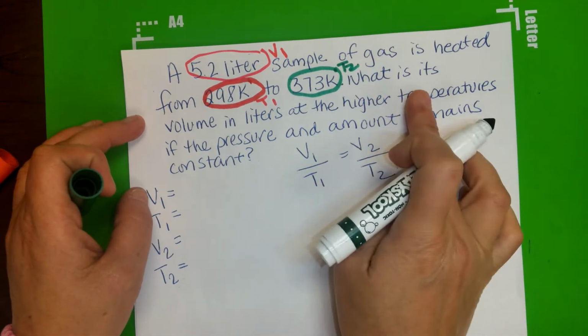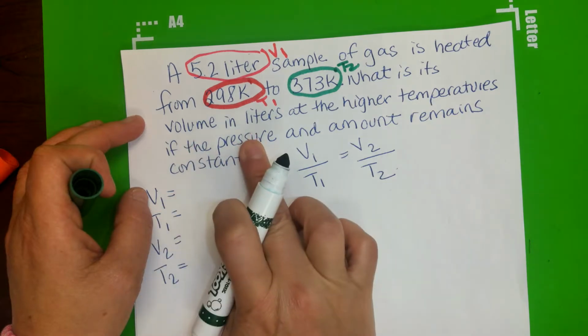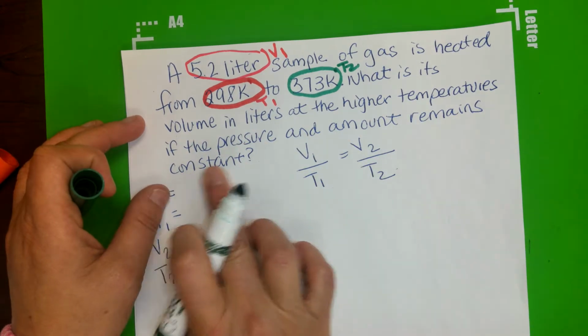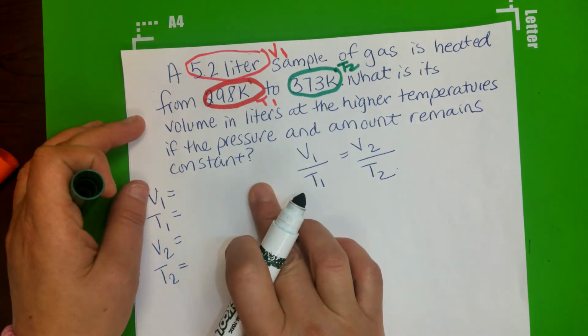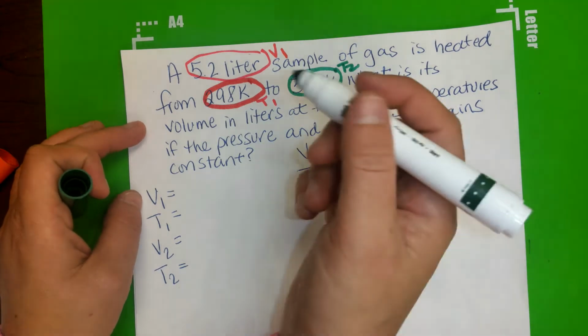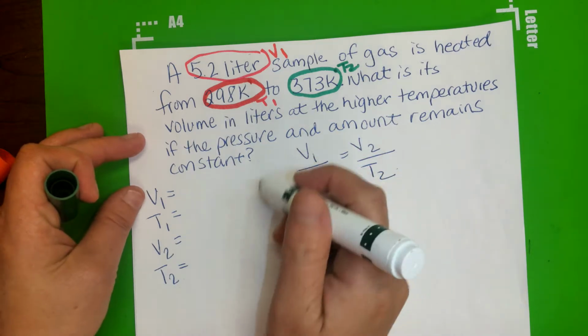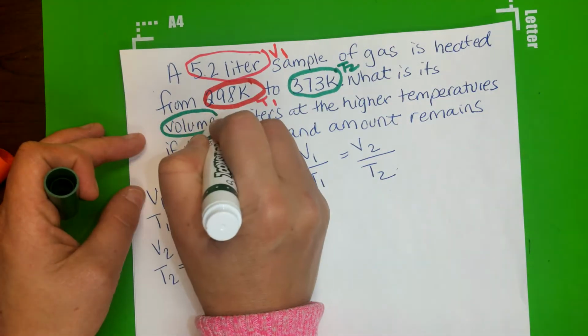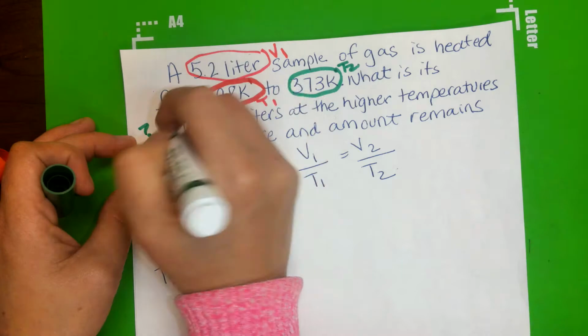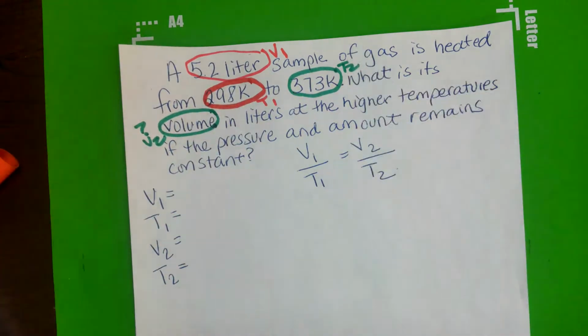Okay, so what is its volume in liters at the higher temperature if the pressure and the amount remain constant? So in here, it's asking for the final volume. We're trying to find out the final volume, which is V2.